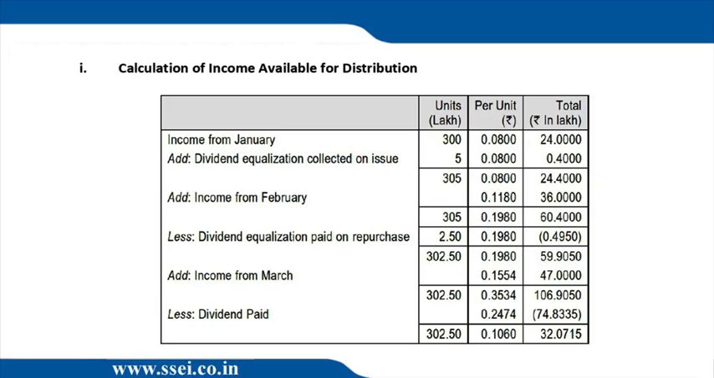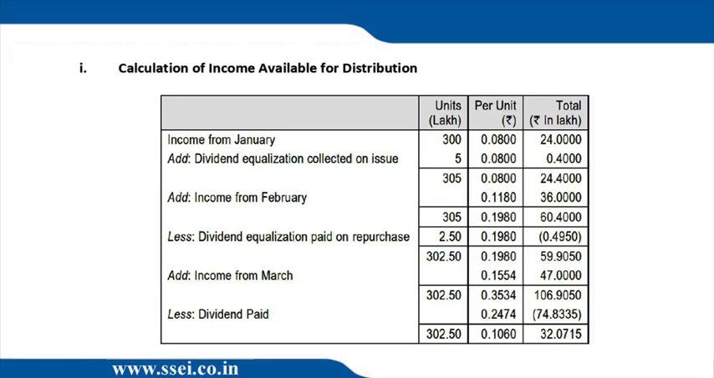Now we collected dividend equalization on that person who came to buy 5 lakh units. So 5 lakh into 0.08, 0.4. This also I calculated. So now we have 305 lakh units and the income is 0.08 per unit, that is 24.4 lakh. Income from Feb gets added, 36 lakh in the last column, and that's divided by 305, 0.118. I calculated this also. So you have 305 lakh units at 0.198 per unit of income and 60.4 lakh the total income. So now we have to pay this person 0.198, the person who is leaving. So 2.5 lakh, we paid dividend equalization 0.198, that is 0.495 lakhs to him.